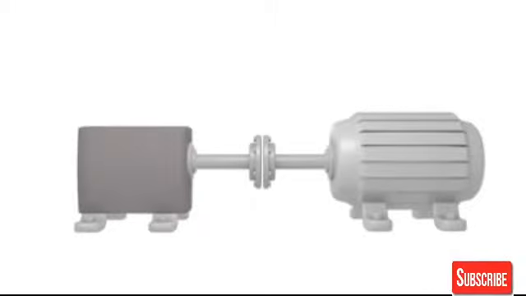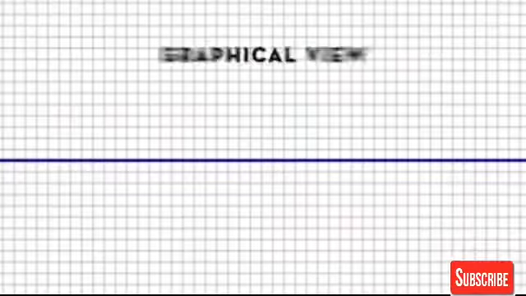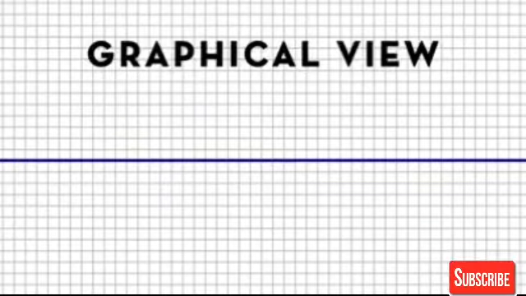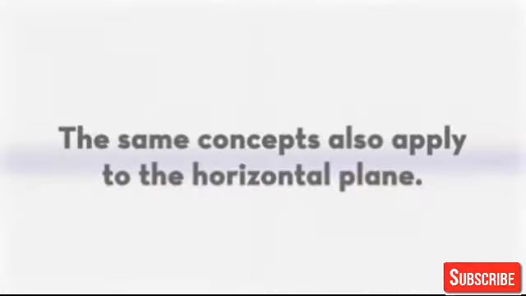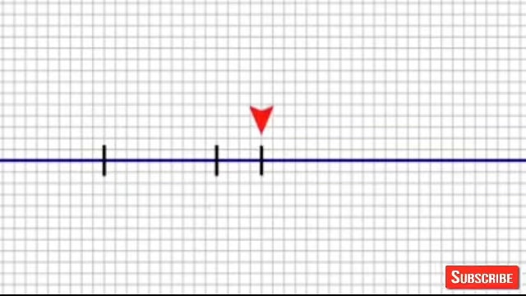In this video, we'll be alternating between 3D view and graphical view. In graphical view, the horizontal length of each square represents 1 inch, while the vertical length of each square represents 5 1/1000ths of an inch. While we'll only be working in the vertical plane, the same concepts also apply to the horizontal plane. Before we start, let's measure and indicate in our graph view the positions of the front and back feet of the stationary machine, the center of the coupling, and the front and back feet of the movable machine.